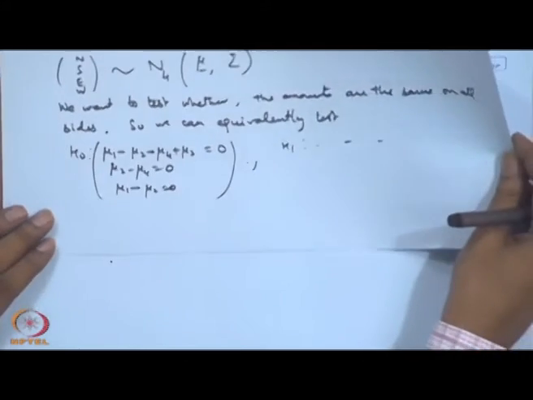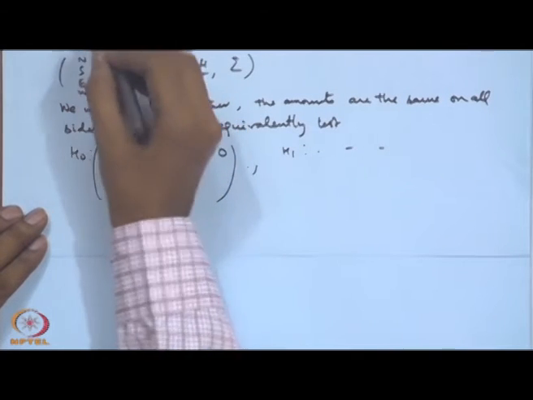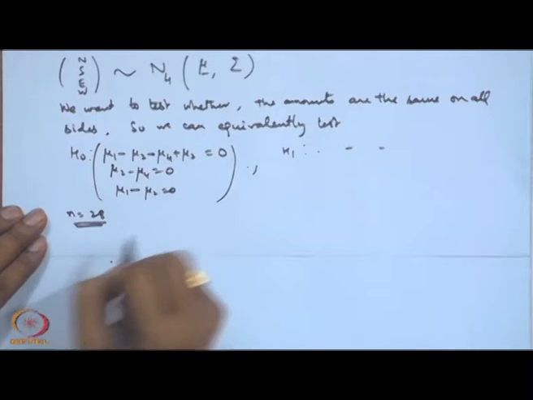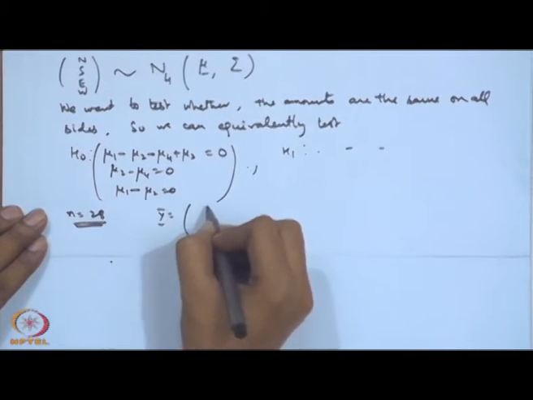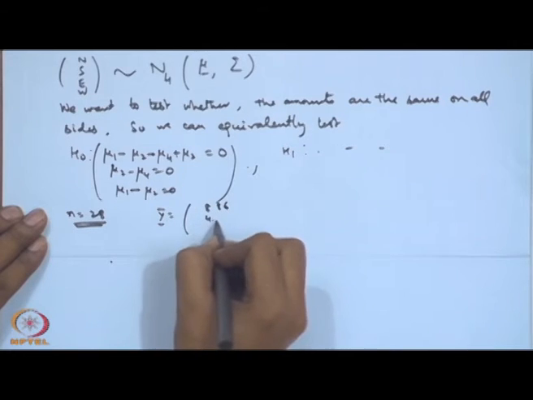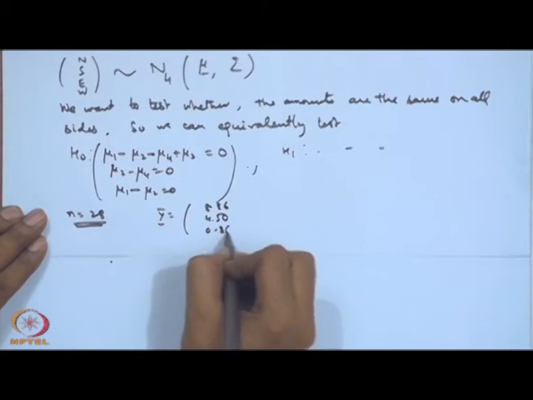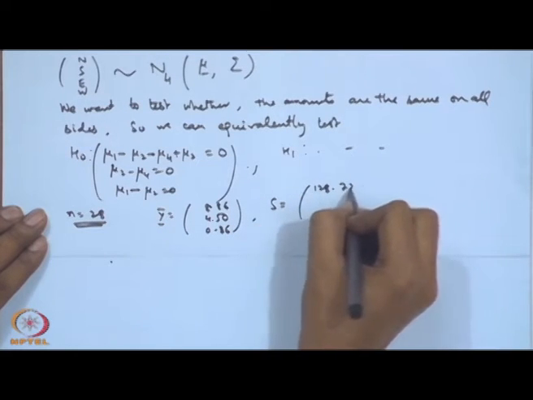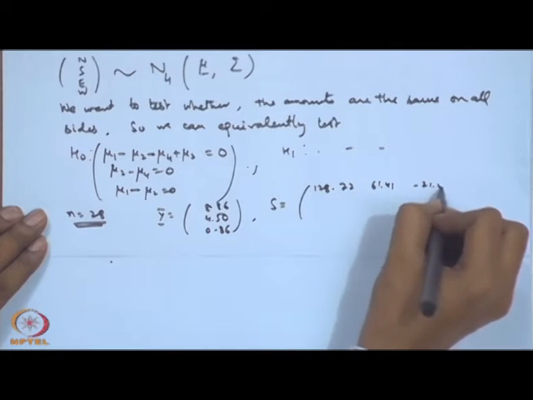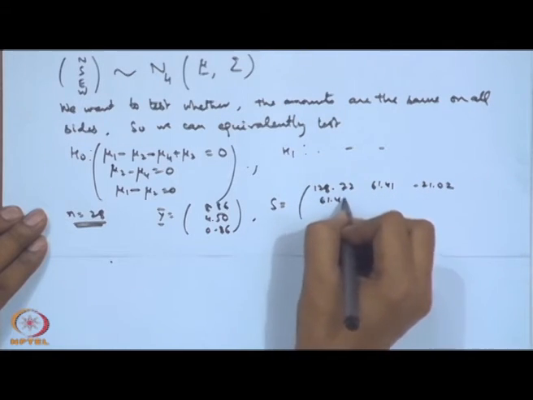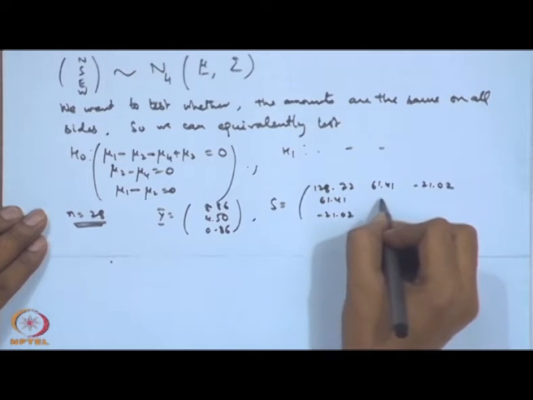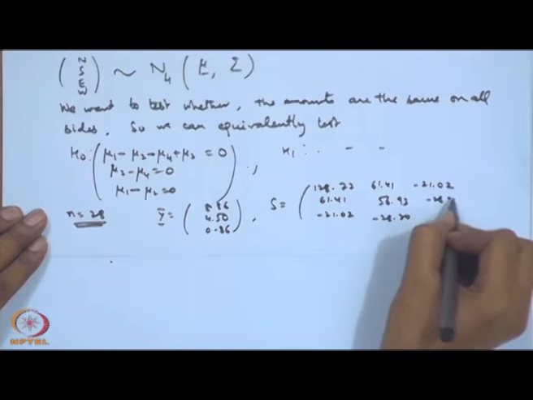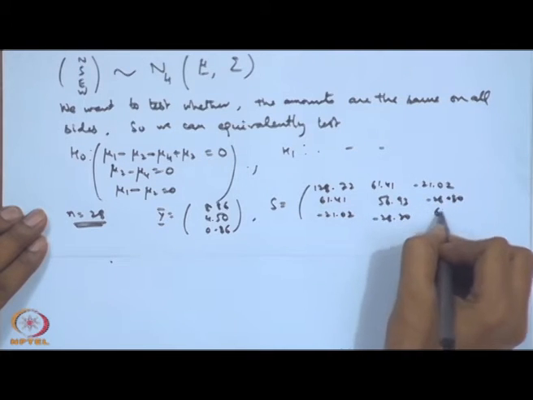So, the experiment that was conducted and reported in Rao had 28 observations. Based on that, y bar was found to be 8.86, 4.50 and 0.86, and S was calculated as 128.72, 61.41, minus 21.02, 61.41, minus 21.02, 56.93, minus 28.30, minus 28.30, 63.53.